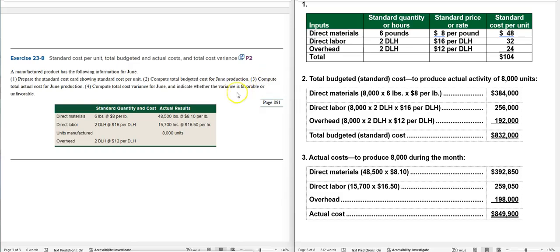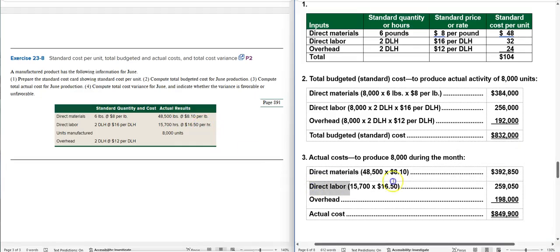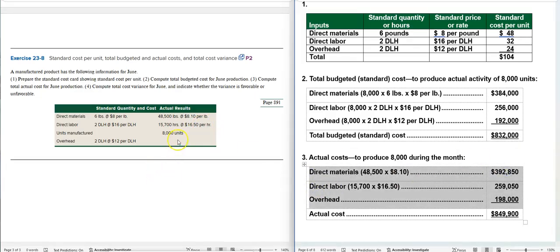Now they want us to calculate total actual cost for June production. And they gave us the actual results here. Actual amount of materials at an actual price, actual quantity at the actual price, direct labor, actual hours at the actual rate paid for our labor, and our actual overhead cost. To be honest, I'm not entirely sure where that number came from because it wasn't directly given in the problem. It should have been, but let's assume that they had told us that our actual overhead was 198,000.